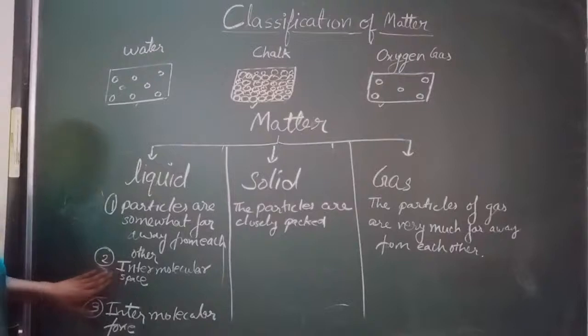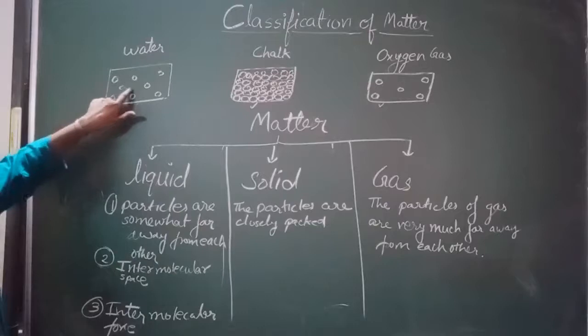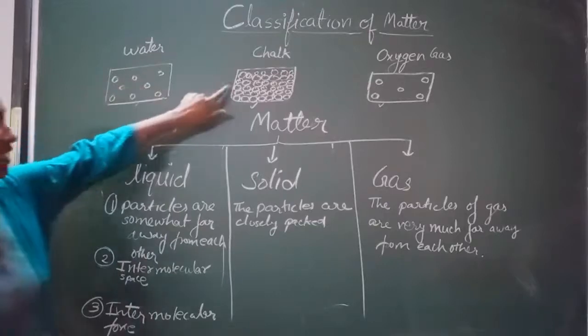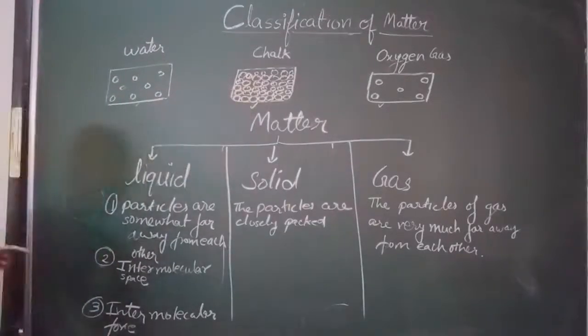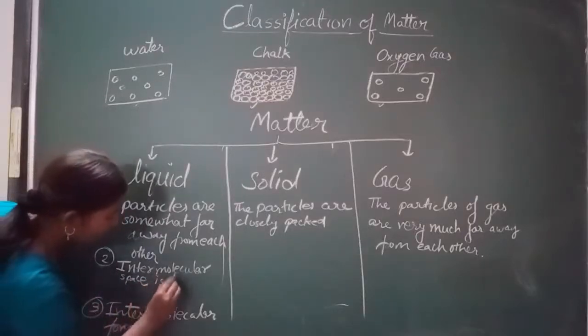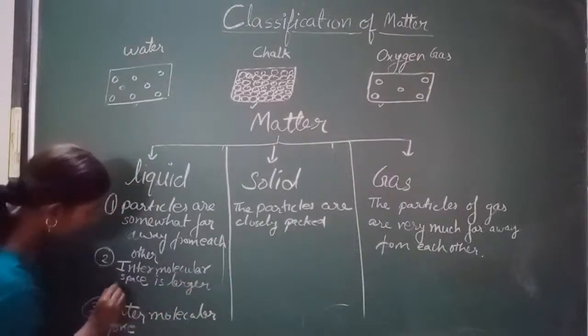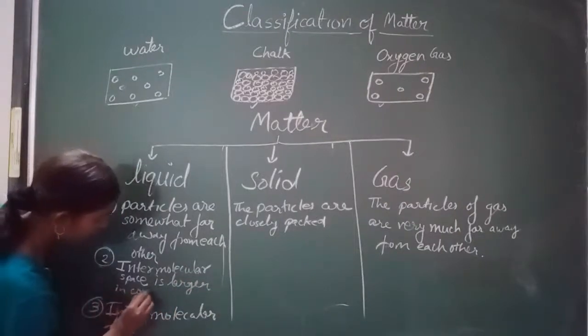So here, the first thing is intermolecular space. Look, in this liquid the intermolecular space is greater than the space present here. So I can write here: intermolecular space is larger compared to solid.